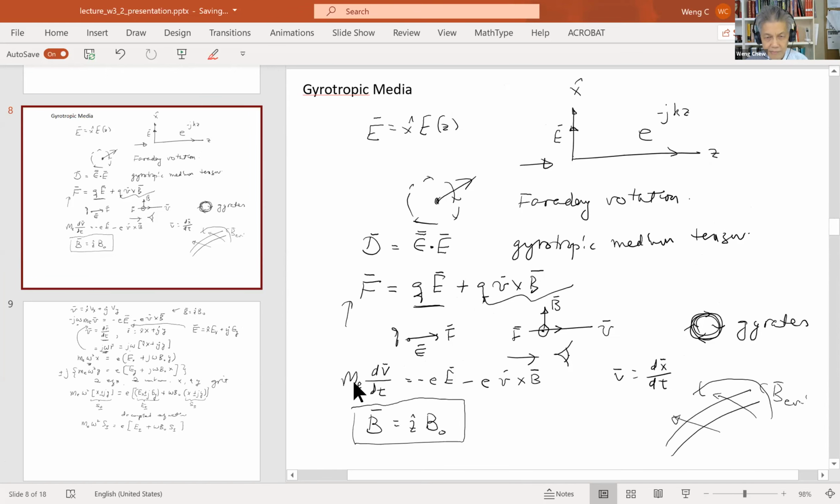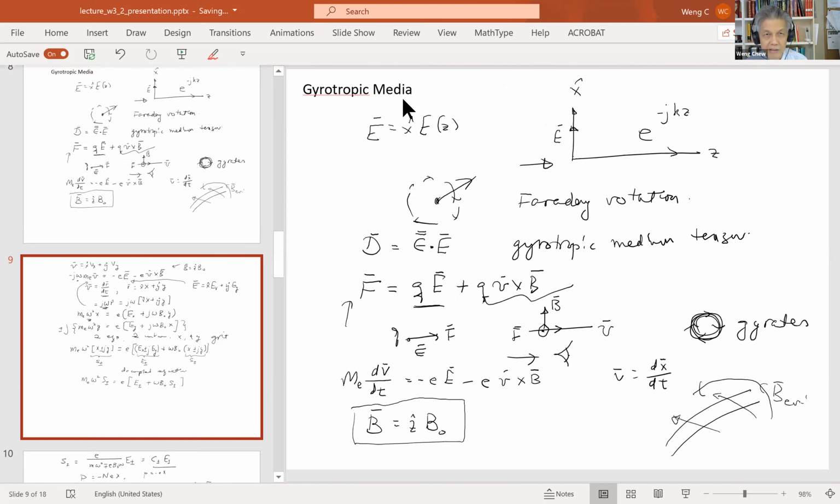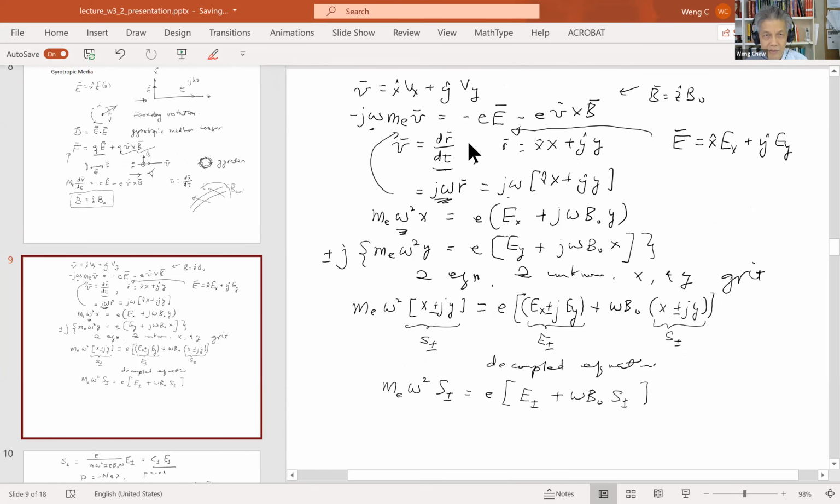We have this very simple equation of motion. And then we assume that the B field is pointing in the Z direction, so as to simplify this equation. And then we assume that V can be written in terms of X and Y component, but V is dr/dt, which is the time derivative of the X and Y coordinate system. And in the phasor world, V and R are just related by j omega.